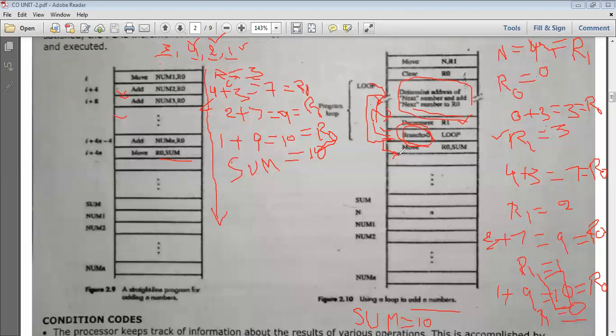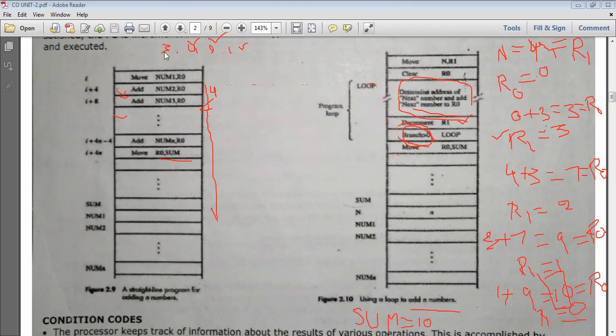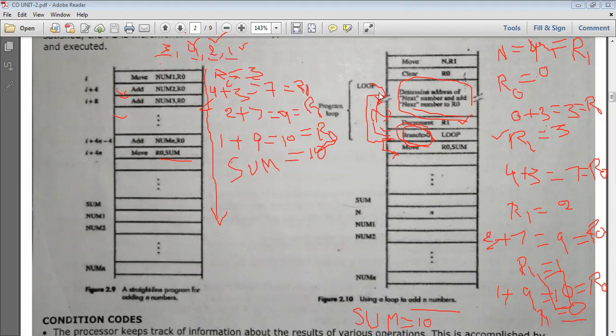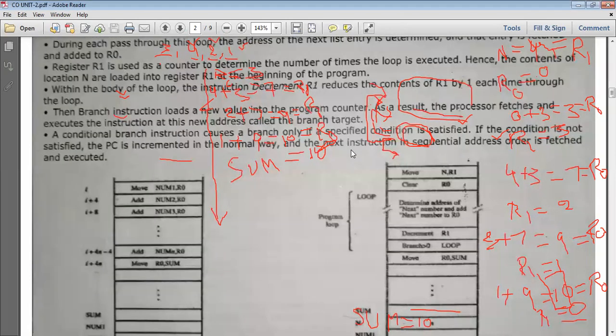So this is about straight line sequencing and branching. Here we are doing addition of 4 numbers only. In the same way, we can take addition of 20 numbers also. So, do you understand what is meant by straight line sequencing and what is meant by branching?